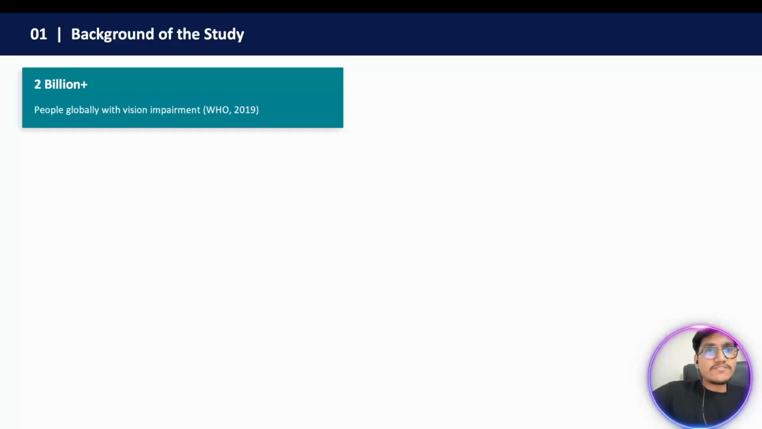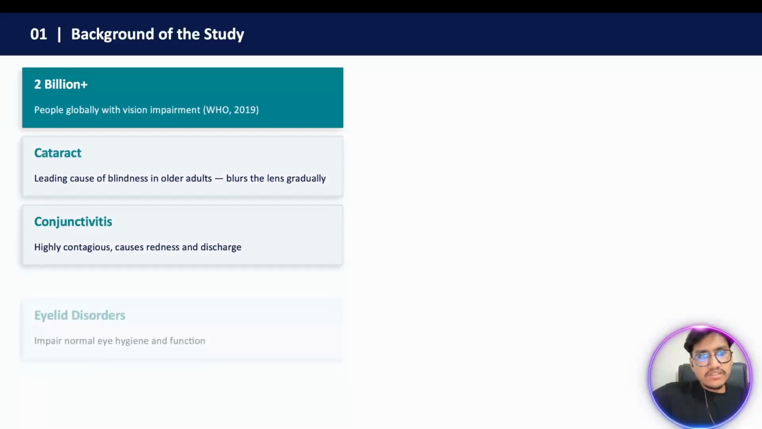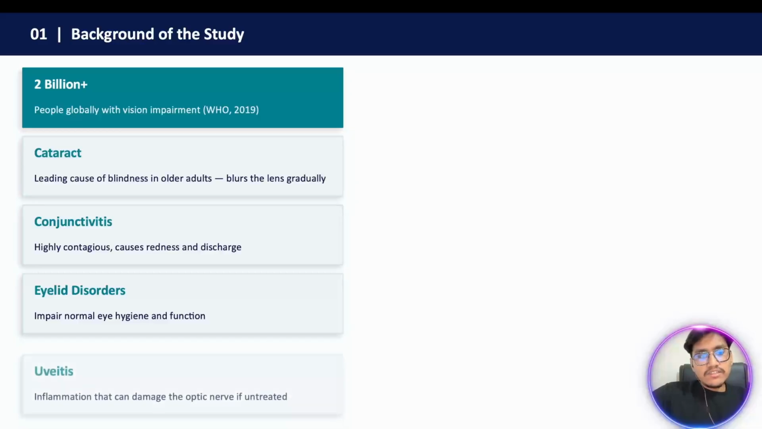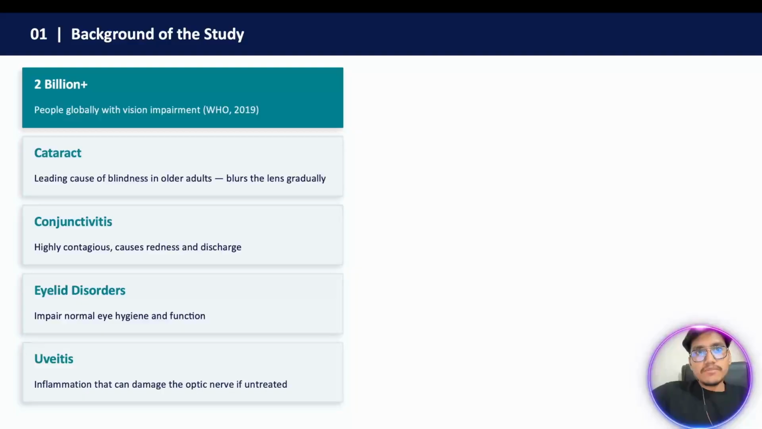Now, let's look at the specific eye conditions this paper focused on: cataract, conjunctivitis, eyelid disorders, and uveitis. So let's talk about them. Cataract is the leading cause of blindness in older adults. It affects the lens of the eye, causing it to become cloudy over time. Vision becomes blurred, like looking through a foggy window, and without treatment, it can lead to complete blindness.